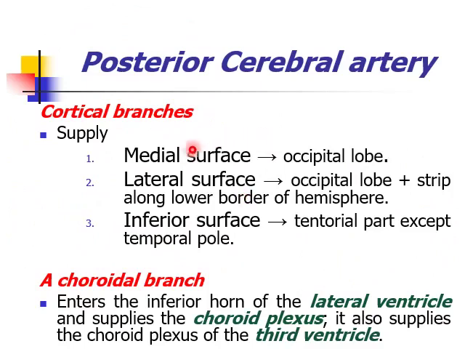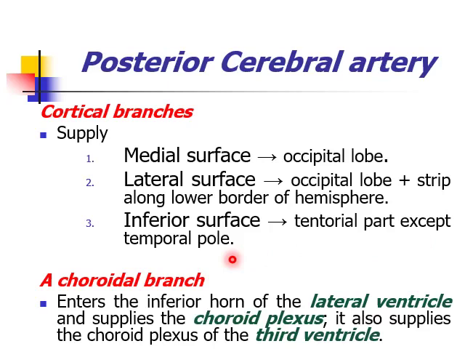The cortical branches supply the occipital loop. The medial surface goes to the occipital loop. The lateral surface goes to the occipital loop, and a strip along the lower border of the hemisphere till the temporal pole. The inferior surface also is supplied by this posterior cerebral artery, the tentorial part except for the temporal pole.